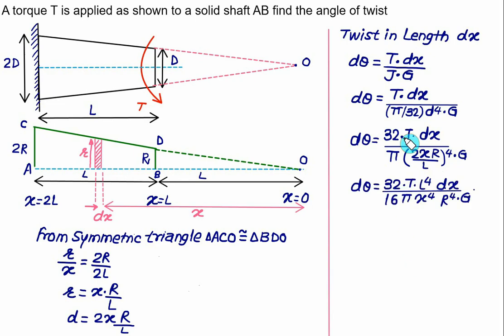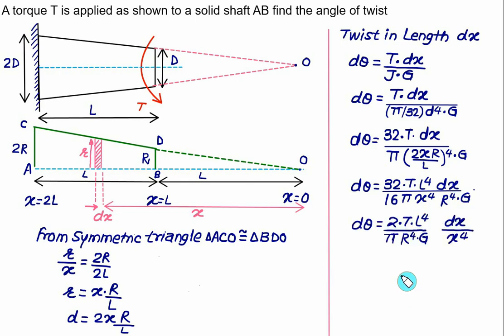Now you have to solve this equation. So the denominator L will shift to the numerator and become L to the power 4. So we have 32 times T L to the power 4 into dx divided by pi into 2 to the power 4. 2 to the power 4 is 16. So we have 16 pi x to the power 4 r to the power 4 multiplied by G.